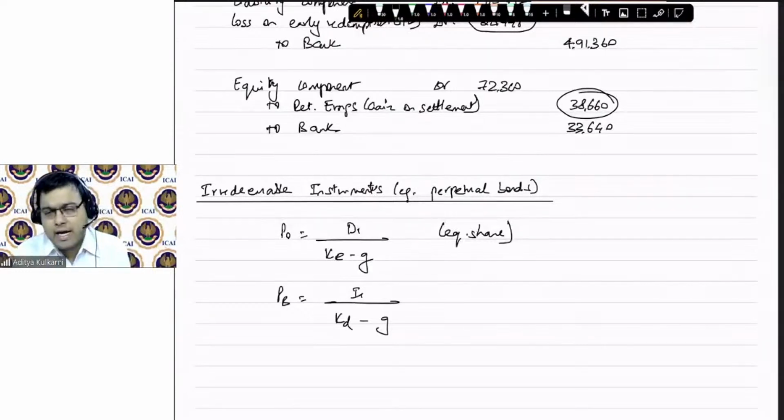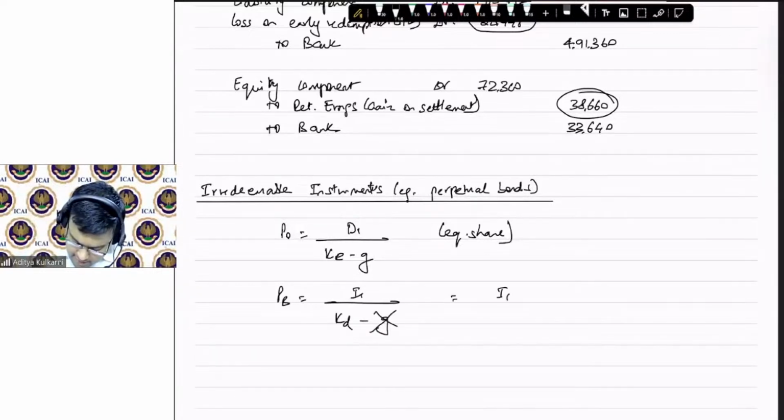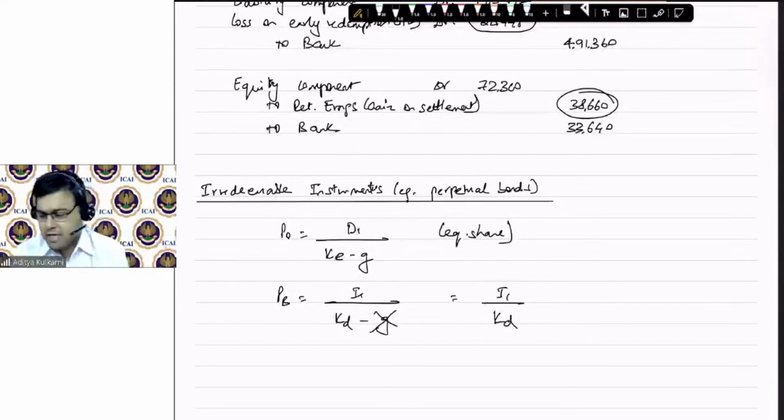Interest is not going to grow. It is just a coupon interest, a fixed value. So therefore, there will be no growth. G is going to be 0. So this becomes I1 upon KD. I1 upon KD. Okay. And this is how you will do the valuation.